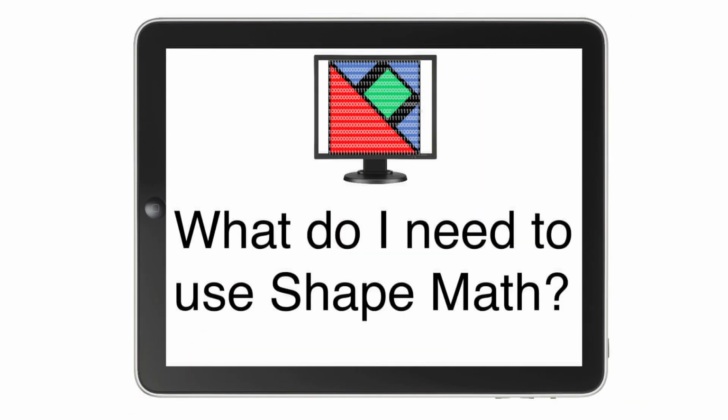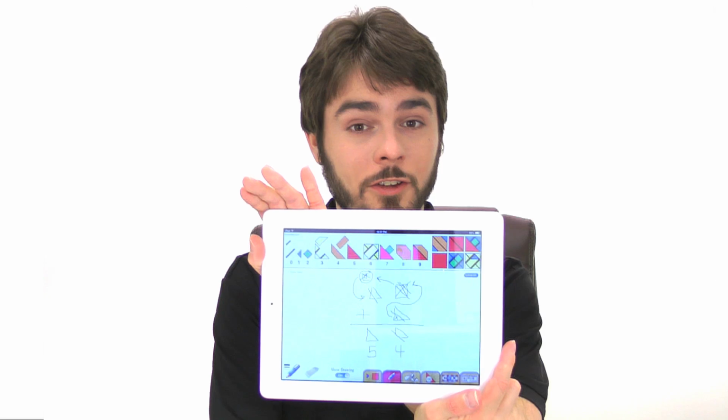Now you may be wondering, what do I need to use Shape Math? As you may already know, Shape Math is a digital product. You can use it on a computer, Mac or PC, or an iPad tablet, as you just saw. We're able to get this high range of compatibility because we use HTML5, which is a cross-platform format.